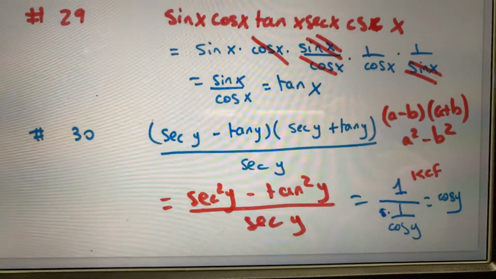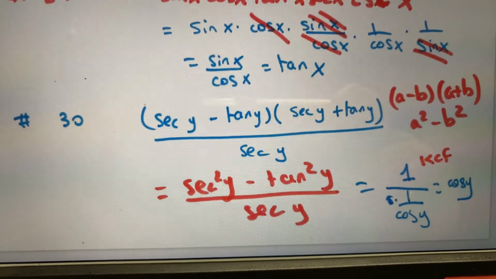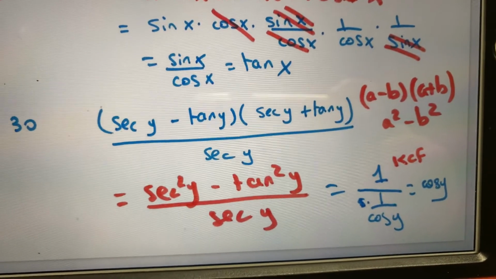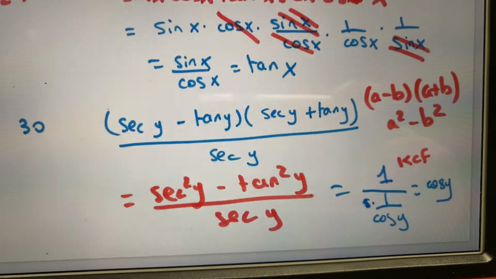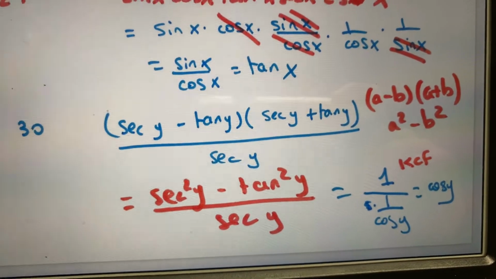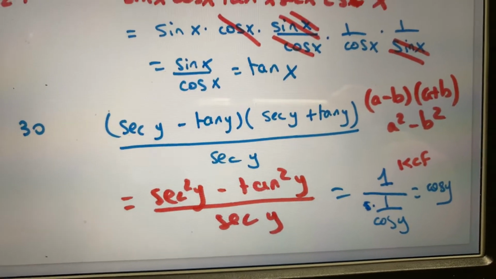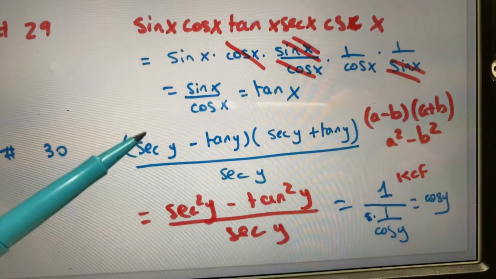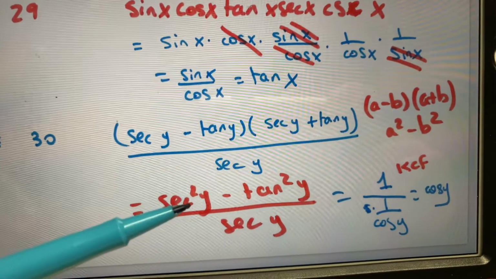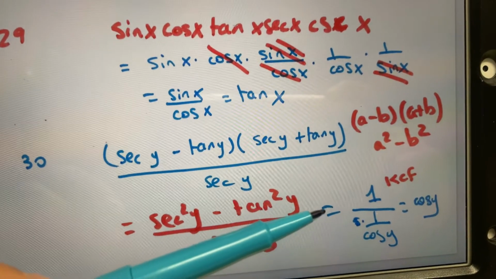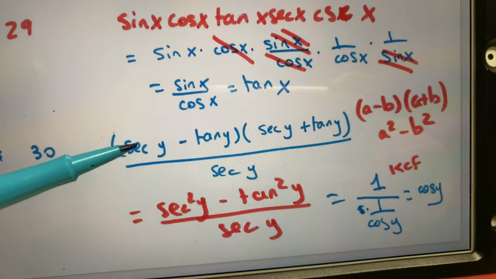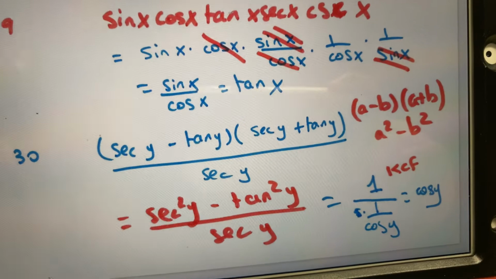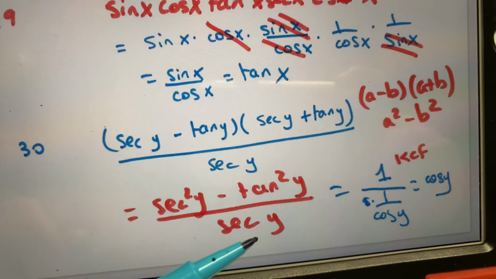Number 30. Number 30 shows a special case, which is (a minus b)(a plus b), which equals a squared minus b squared. The a and b aren't as easy to see here because they are trig functions. So it's secant y, which is the a, and tan y, which is the b. So the distributed form would be secant squared of y minus tan squared of y. Secant y multiplied by secant y is secant squared of y. The input does not change.